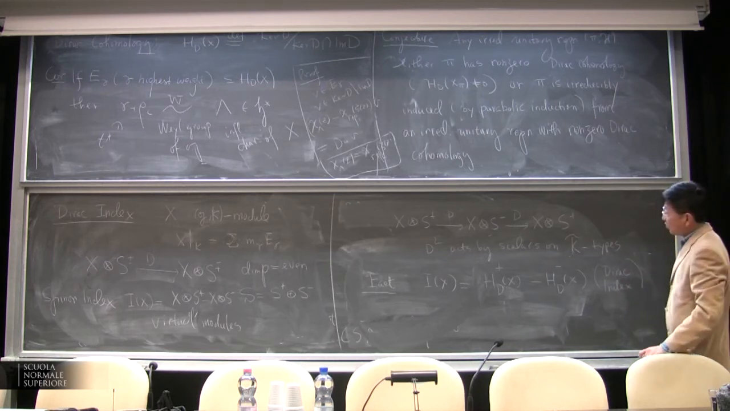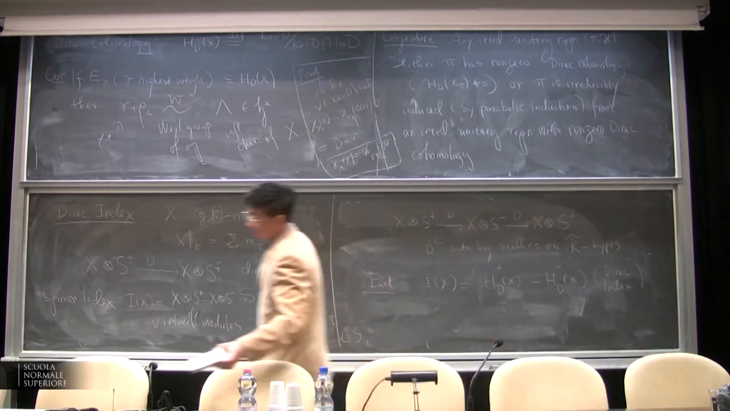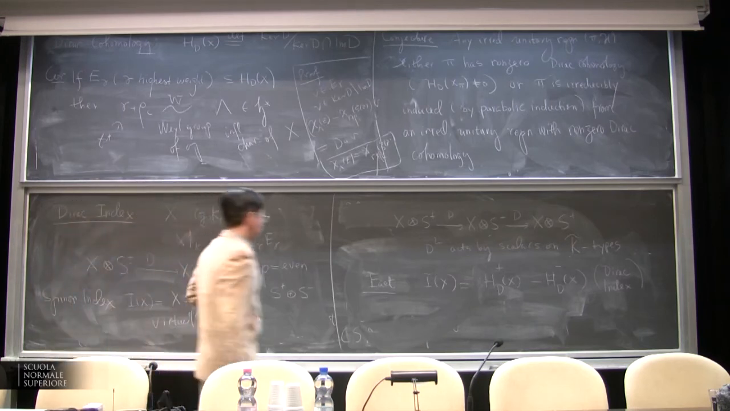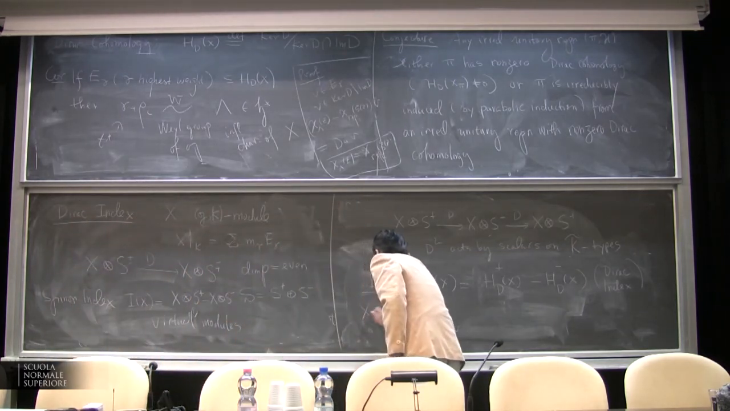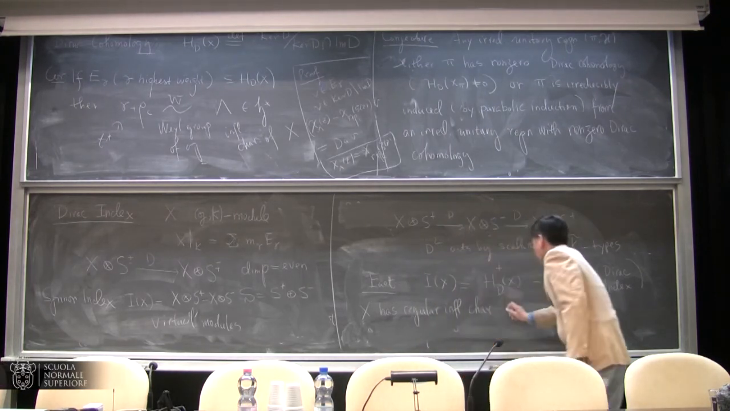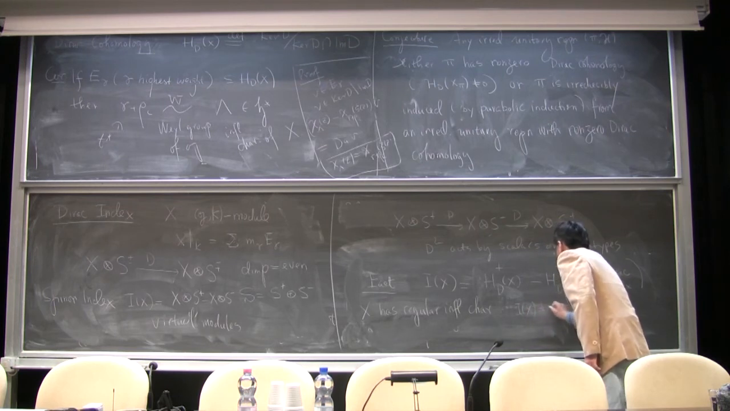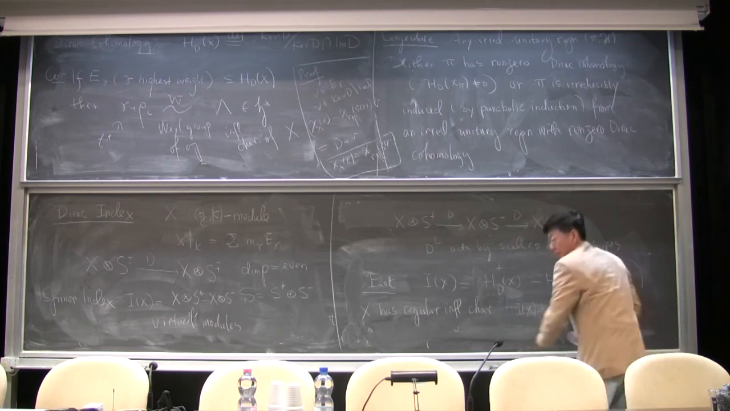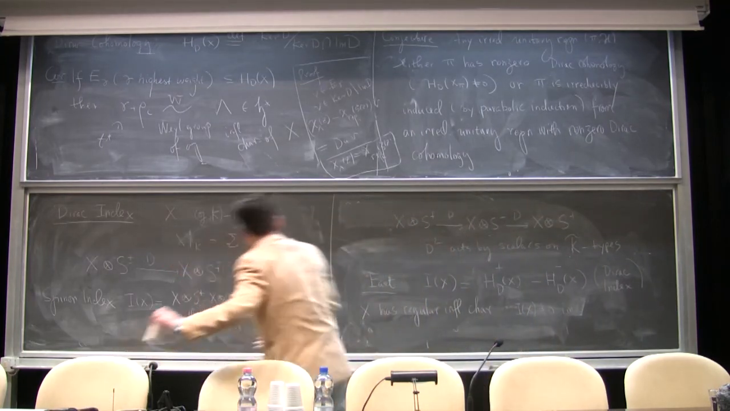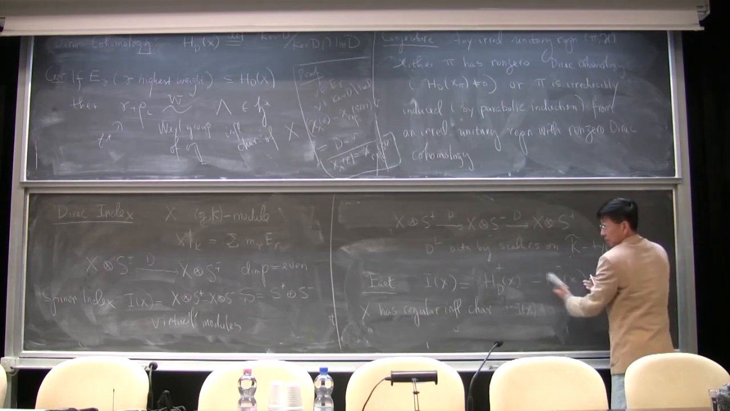So what is the relation between the Dirac cohomology and this Euler characteristic? The theorem we can show is: if X has a regular infinitesimal character, then the index is non-zero implies the Dirac cohomology is non-zero. That is obvious: if the index is non-zero, because the difference is non-zero, the Dirac cohomology is non-zero.